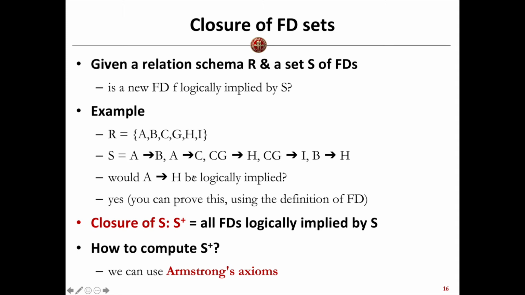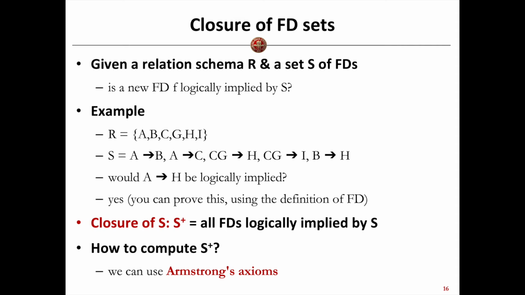For this example, we first compute the closure of S, and then we can check whether A implies H is inside the closure of S or not. What is the closure of the S set? It equals all the FDs which can be logically implied by S. It's a closure of functional dependencies based on the existing ones. The closure of FDs can be very useful.